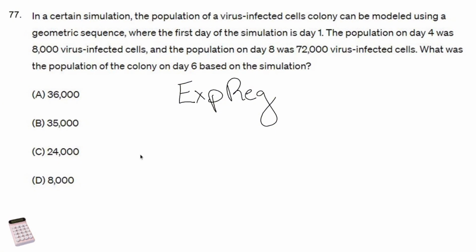They're the same thing. It's just that usually a geometric sequence deals with term 1, term 2, term 3, and with exponential regression, you're allowed to use zeros and negatives, where that wouldn't really make sense with a geometric sequence. They're still the same thing. So what we're going to do is run to our calculator, plug everything in, plug in (4, 8,000) and (8, 72,000), hit exponential regression, get an equation, and then see what happens when we plug in 6.